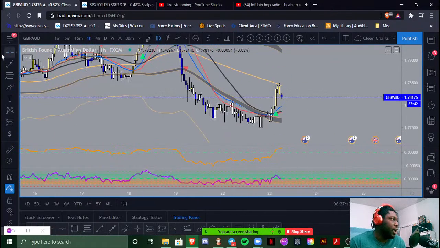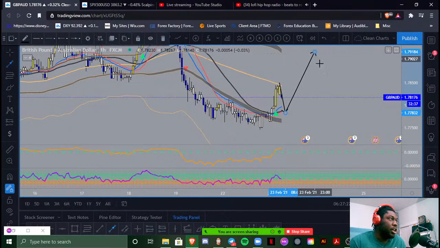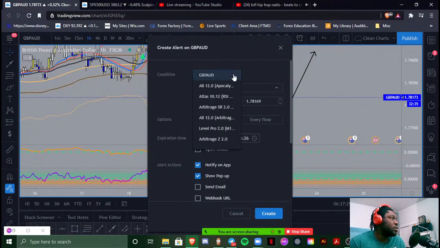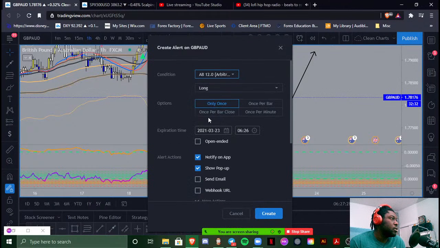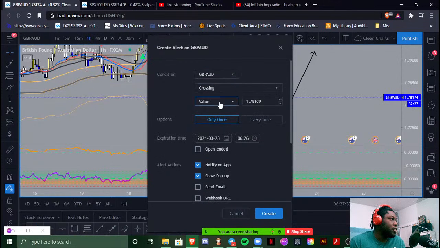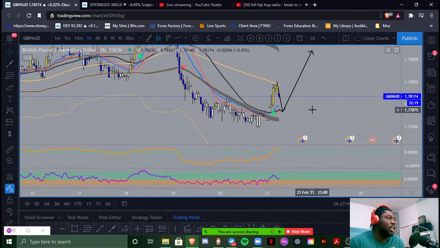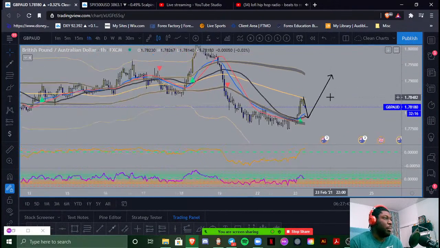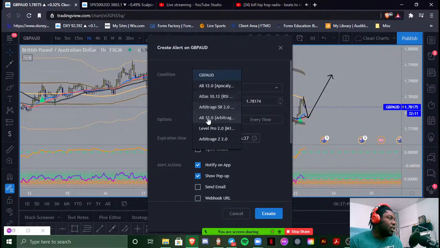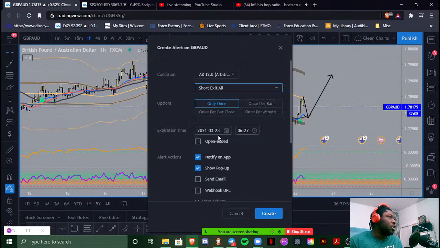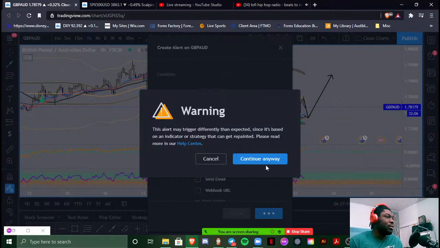I already got the buy. Again, I need the retest and then a continuation to the upside. So I'm going to set an alert for the retest. No, I don't need once per bar close. GBPAUD crossing arbitrage RSI line, only once, create. So once it hits that RSI line, that's going to give me the entry to get into my buy. And then I'll have my exit alert on GBPAUD, short exit all, once per bar close, create, continue anyways.